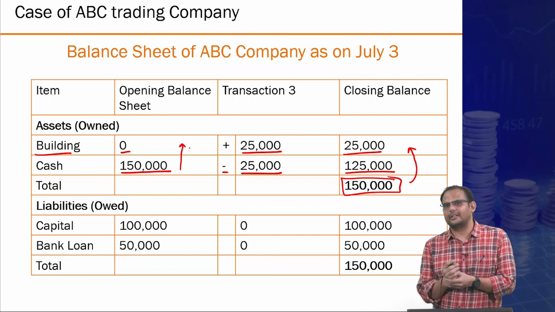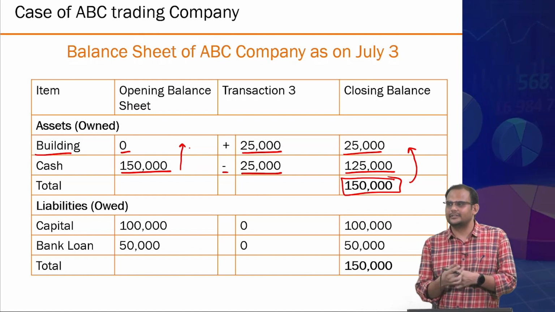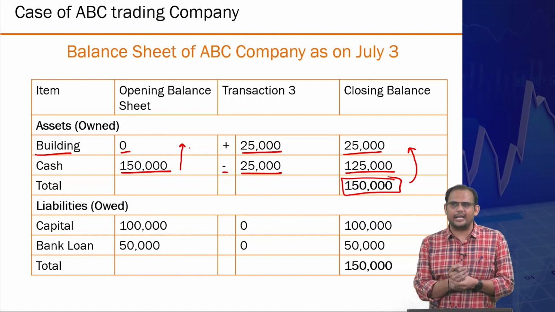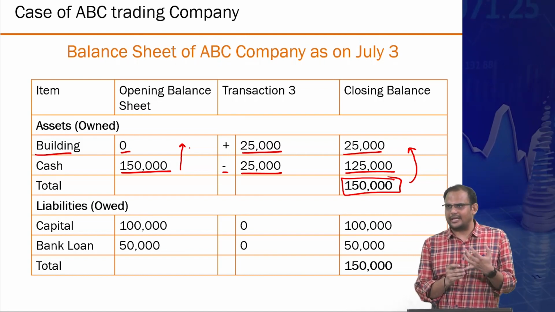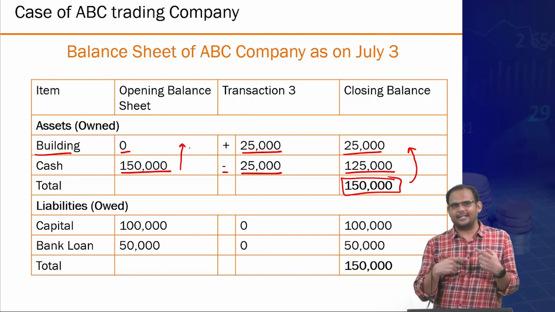Asset type. Is there an increase in asset? It goes to which side? Debit. Where is the other equivalent credit entry? Cash. Cash is what? Asset. A decrease in asset goes to credit.